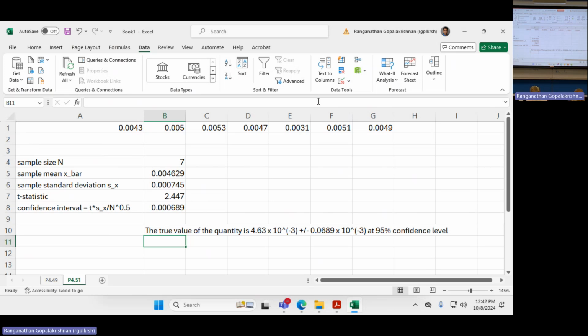Just for perspective, if you take 0.0689 divided by 4.63, that is 1 times 100. I'll also multiply by 100. That is 1.48% or nearly 1.5%. I'm saying my true value is 4.63 plus or minus only 1.5%. That's pretty good because whatever mean I'm getting is practically the true value because the width is very small.